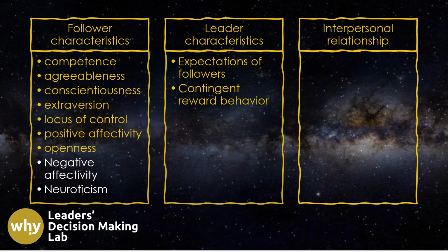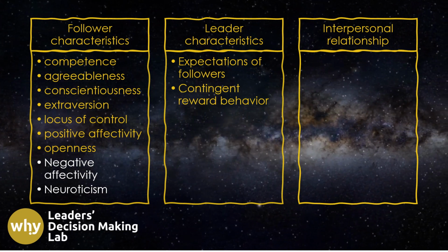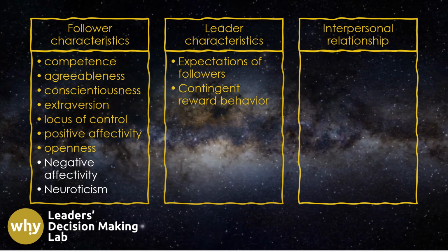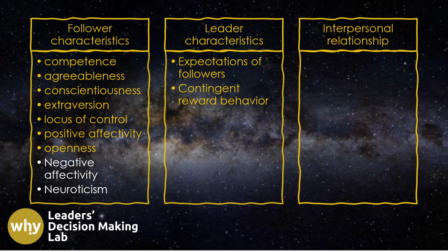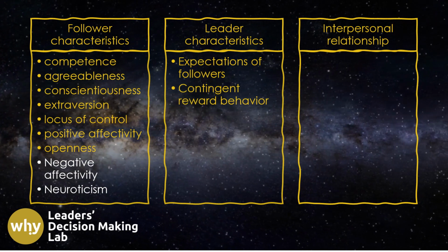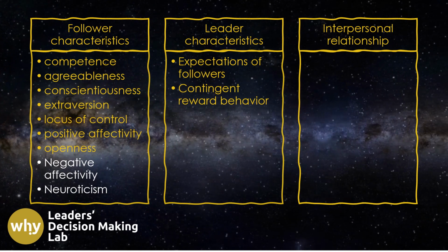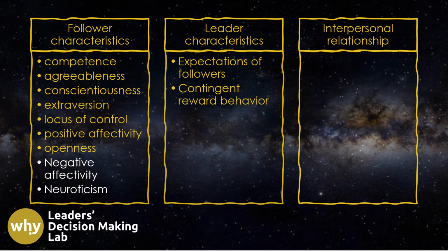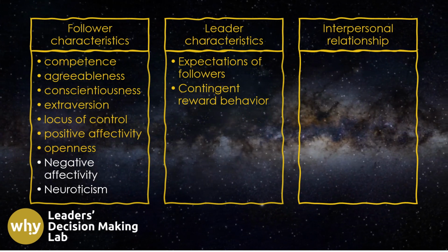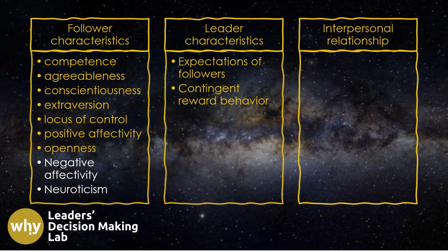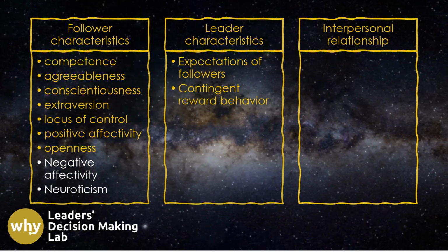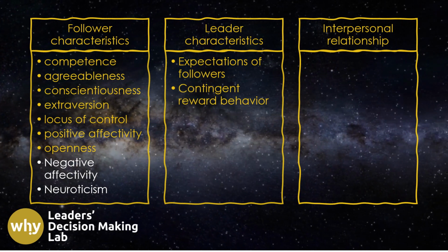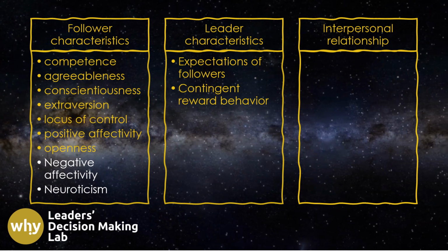Contingent reward behavior refers to a leader's tendency to provide rewards, recognition, and incentives contingent upon followers meeting specific performance expectations. Here is an example. A leader who consistently recognizes and rewards exceptional performance by their followers, such as providing bonuses, public praise, and opportunities for advancement, can strengthen the leader-member exchange relationship. The follower feels motivated, valued, and appreciated, leading to a higher quality exchange.